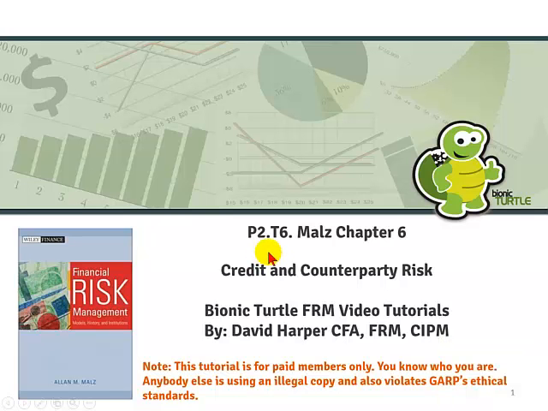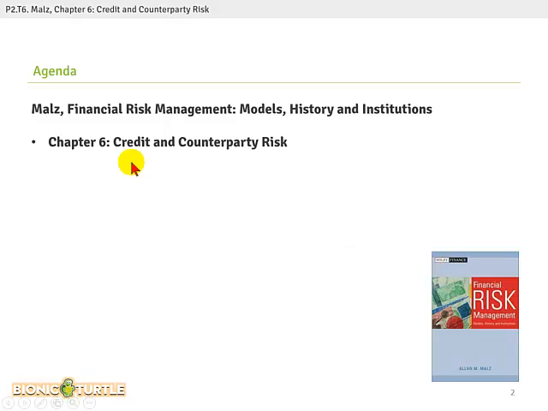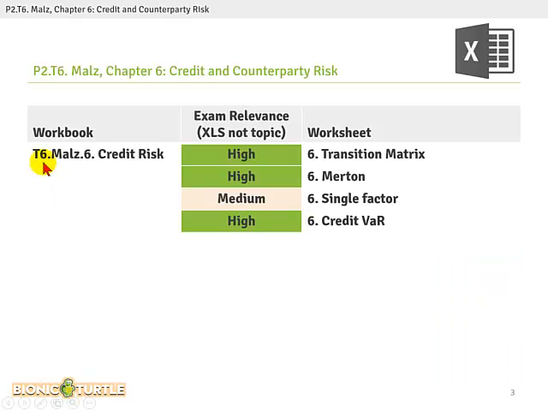Hi, this is David. Welcome to Part 2, Topic 6, Malz Chapter 6. And the chapter is called Credit and Counterparty Risk in the textbook Financial Risk Management by Alan Malz. It's a long chapter that covers quite a bit of introductory material in the credit risk topic. And that's Topic 6 in the Part 2 FRM, of course.